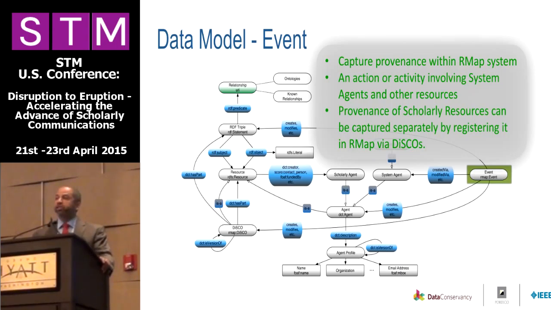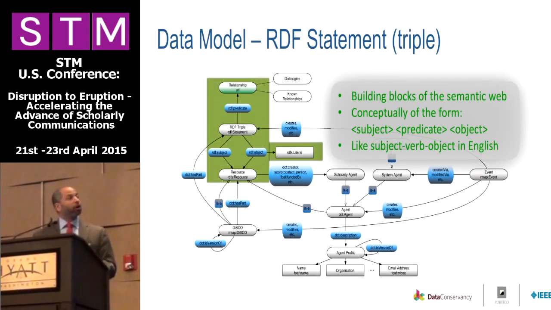Events are very important because we want to support a record of what has happened within the RMAP system or within an instance of RMAP. And so RMAP records things that are performed by a system agent. And if you want to have provenance data that is coming into the system, that can come in as a regular resource. RDF triples are the language of the semantic web, basically analogous to subject, verb, object in the English language.